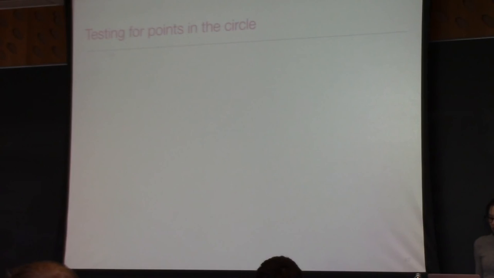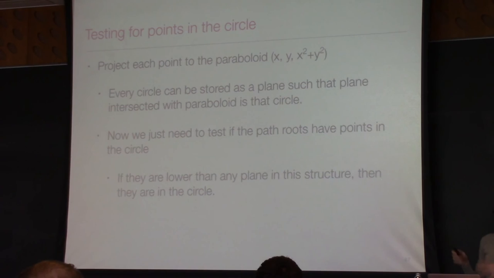The rest of this is going to get a little bit abstract, but we'll go through it. You project each point onto a paraboloid: you have the xy plane, and you project it up to x squared plus y squared. Each circle can be stored as a plane such that the plane intersected with the paraboloid is that circle down in x, y, in two dimensions. Does that give a picture of what that might look like? Now we just need to test if these path roots have points in the circle. It turns out that if these points in the projected space are lower than any plane in the structure we've created, then they are in the circle, and that's an if and only if.